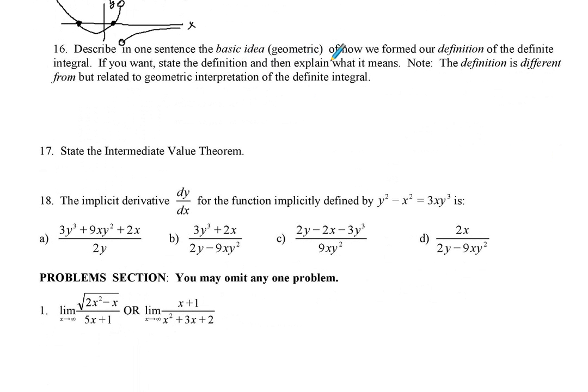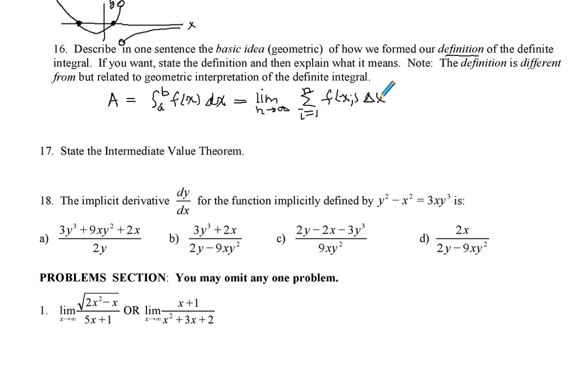Okay, describe the basic geometric idea of the definition of a definite integral. State the definition, tell what it means if you want. So remember that the definite integral gave us area. Okay, this was the integral from a to b of f of x. This definition was this. It was the limit as n goes to infinity of the sum i equals 1 to n of f of xi delta x.